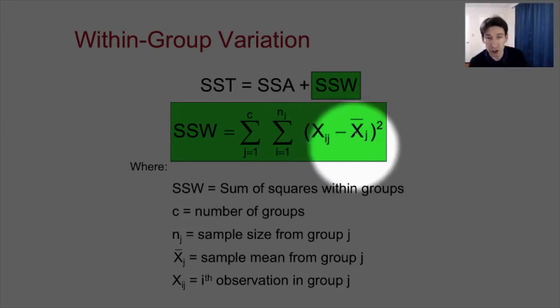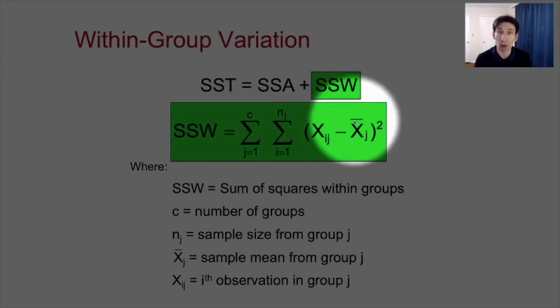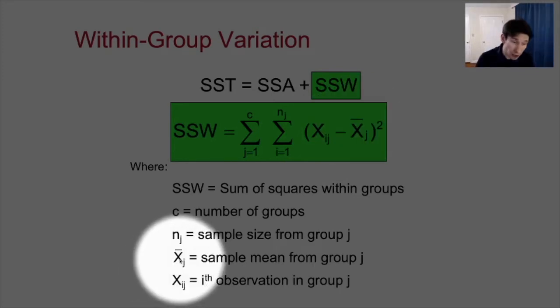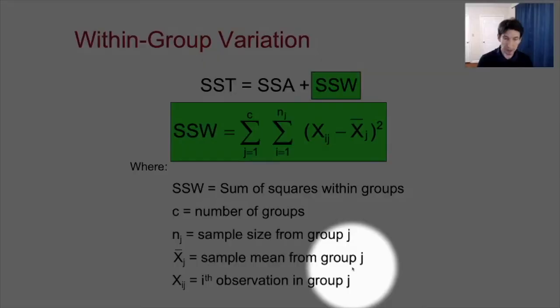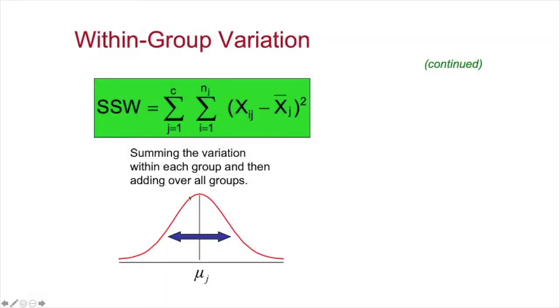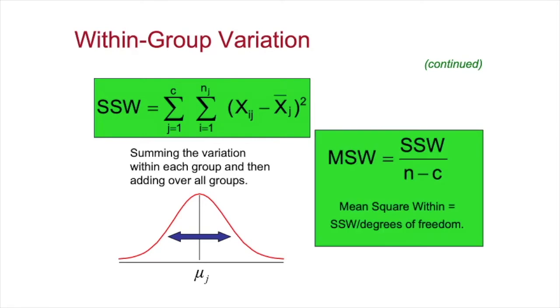It's the xj bar with just a single bar. It is the sample mean from group J. Graphically, what does that mean? Well, we are just considering every one of these J groups as independent, and then we're summing their sum of squares. And again, we introduce a new concept, the mean square within.